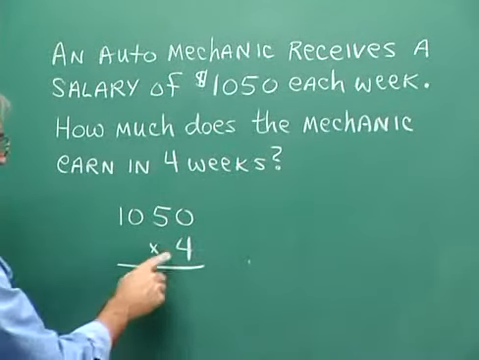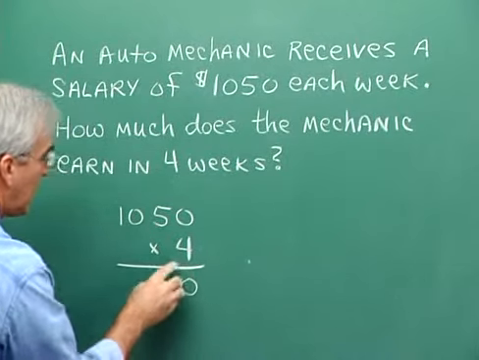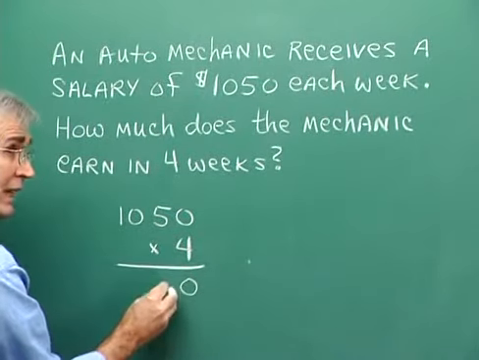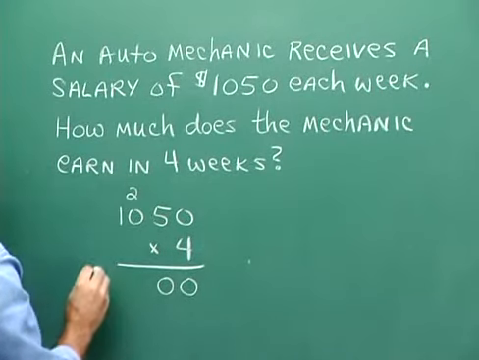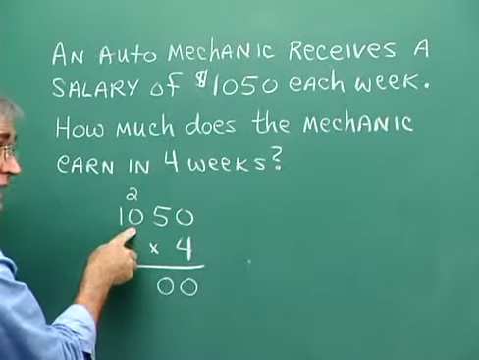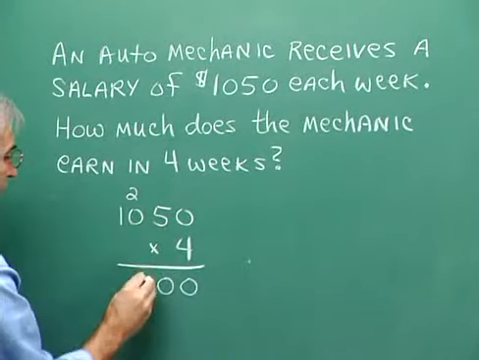Let's go through the process. 4 times 0 is 0. Then 4 times 5 is 20. I'll put down the 0 in 20 and carry the 2. 4 times 0 is 0 plus 2 is 2.